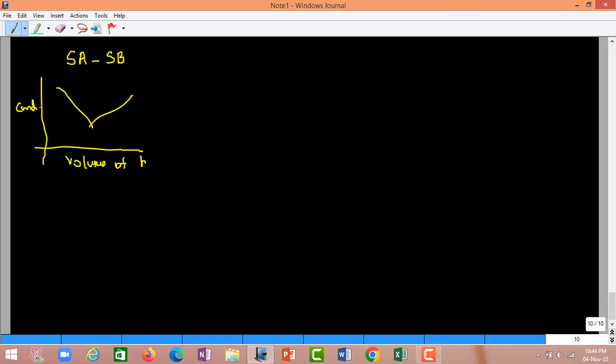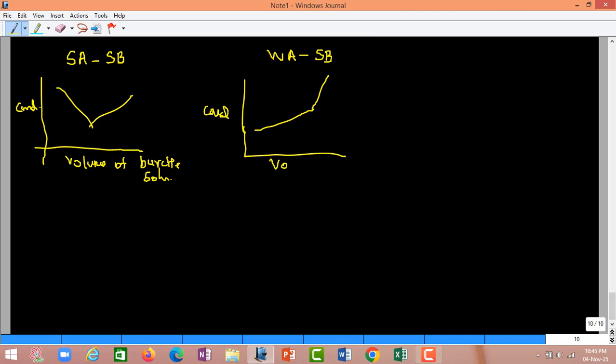Now we will summarize the various graphs we have obtained. First is strong acid, strong base. For this we will get a graph like this. In all the graphs we find the conductance in the y-axis and volume of the burette solution. For weak acid, strong base, you get a graph like this. We have already seen the various reasons.